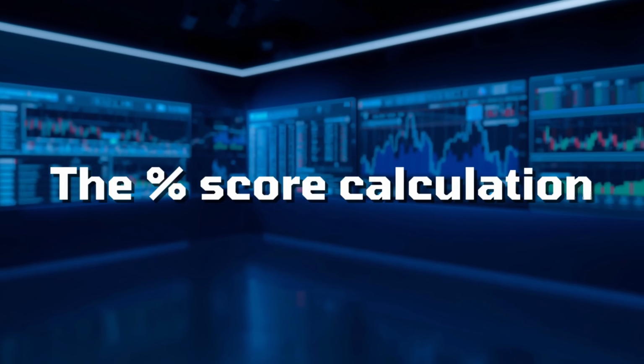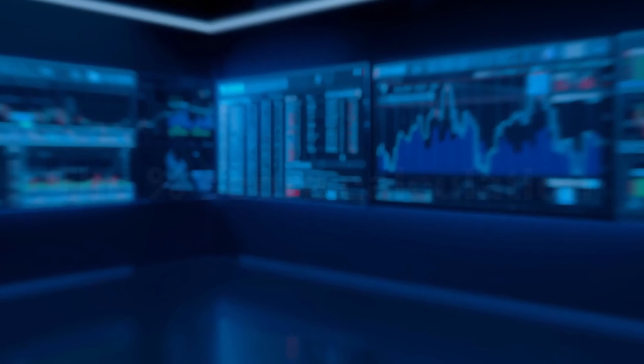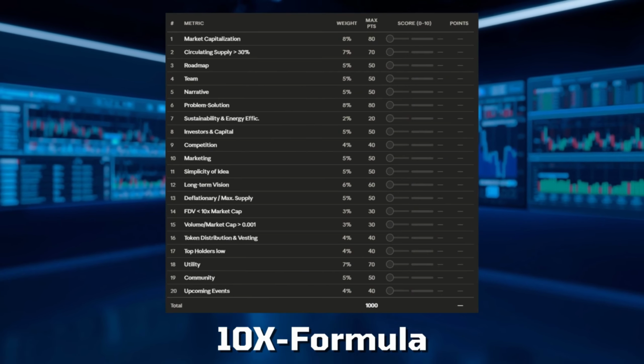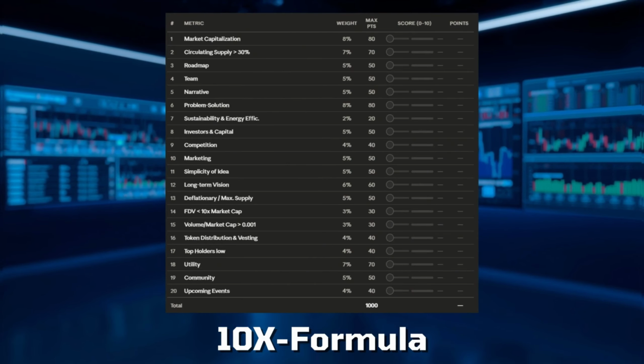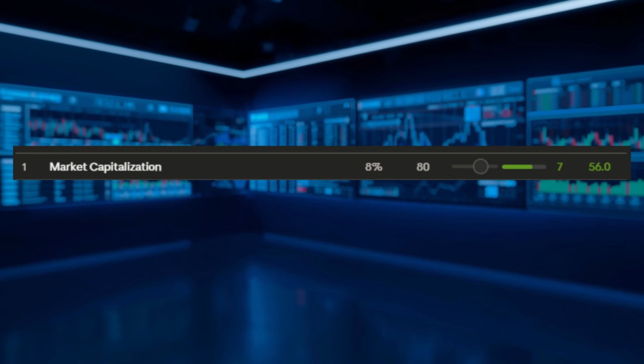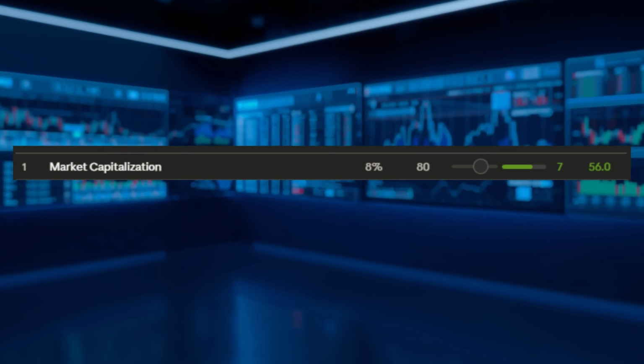Now let's move on to the score calculation. Now comes actually the most important part, calculating my altcoin score. Each key metric gets a score from 0 to 10. This score is then multiplied by the weighting of the metric. Because of course each metric is weighted differently depending on its importance. For example, market capitalization has a weighting of 8%. If a coin receives a rating of 7 here, then that would be 7 times 8%, which equals 0.56. And I do this for all of my 20 metrics.